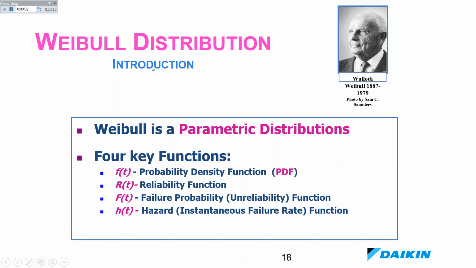Now let's look at the Weibull distribution. The Weibull is a parametric distribution. When you say parameter, for example, the normal distribution has two parameters, standard deviation and the mean. Similarly, we look at the Weibull distribution as having two parameters. Just to touch on the key functions within the Weibull distribution, of course, there is the probability density function, the reliability function, and mostly we look at the failure probability or unreliability function. And second most would be the hazard function, called the instantaneous failure rate function.